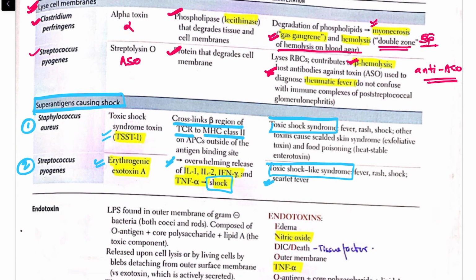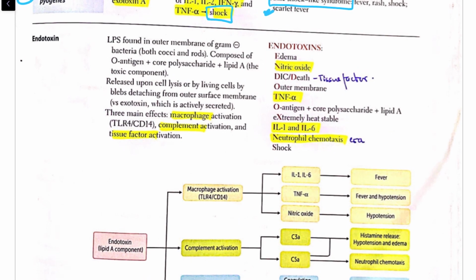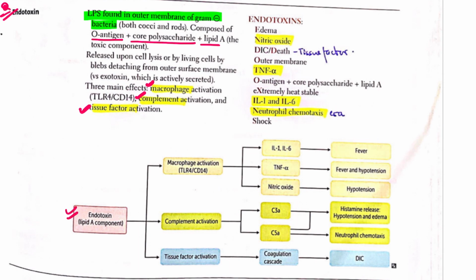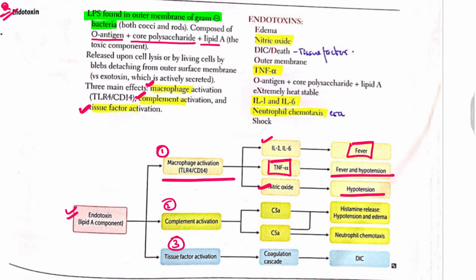Then the endotoxins. Endotoxins are exclusively found in the outer membrane of gram-negative bacteria. They are composed of, this is an important question, O antigen, core polysaccharide, and lipid A. And remember, lipid A is the toxic component. The lipid A component of endotoxin leads to macrophage activation, complement activation, and tissue factor activation. Macrophage activation causes release of IL-1, that leads to fever, TNF alpha leads to fever and hypotension, and nitric oxide, that leads to hypotension. So there is decreased BP.